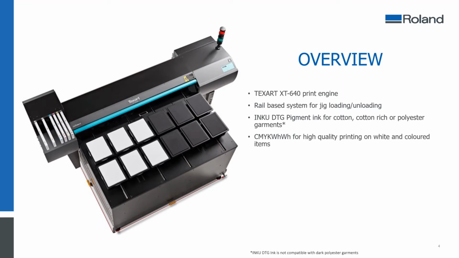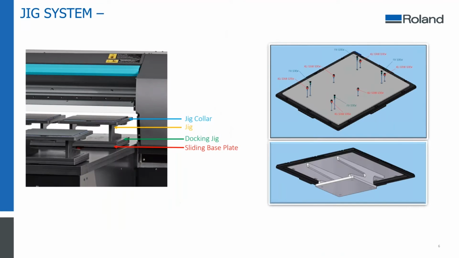So let's take a look at some of its other features. The XT-640S has a unique sliding base plate docking jig platen design. We have a base plate, a docking jig, and then a jig collar to secure the garment. The main jig platen is made from aluminium and resin, so it's lightweight and easy to change, but it's also very stable. And each jig is fully adjustable with a leveling system to make sure you have a perfectly flat surface. We can also use the same size or mixed size jigs together for maximum versatility, which is perfect especially for short production runs.